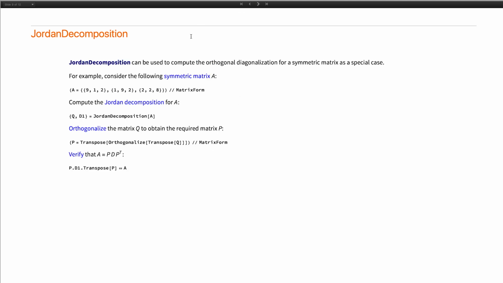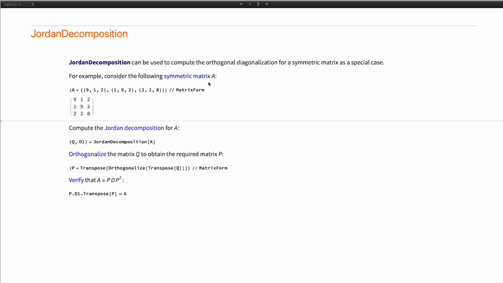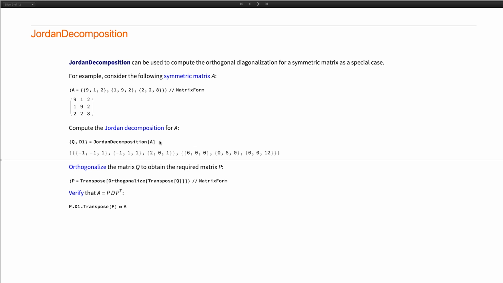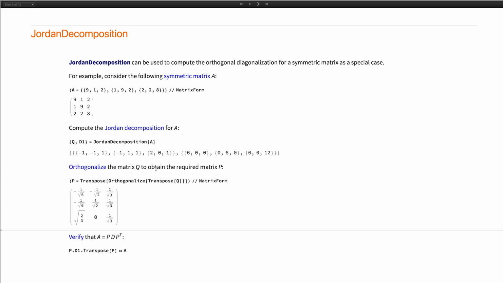Okay, now we have a nice function called Jordan decomposition, which can actually do that for you. So let's say you have this symmetric matrix over here. You can compute the Jordan decomposition. You need to orthonormalize actually over here. We say orthogonalize, but that's because the matrix is going to be orthogonal. And let's check now that we actually get back the required relation. So Jordan decomposition is a very nice function for such problems.